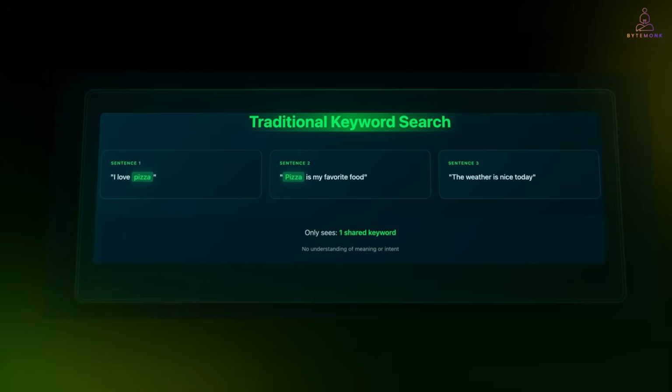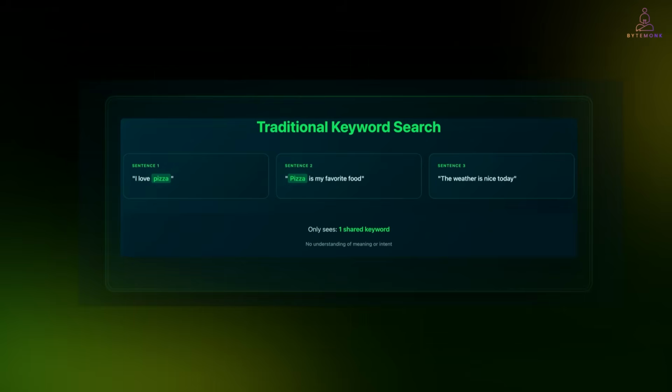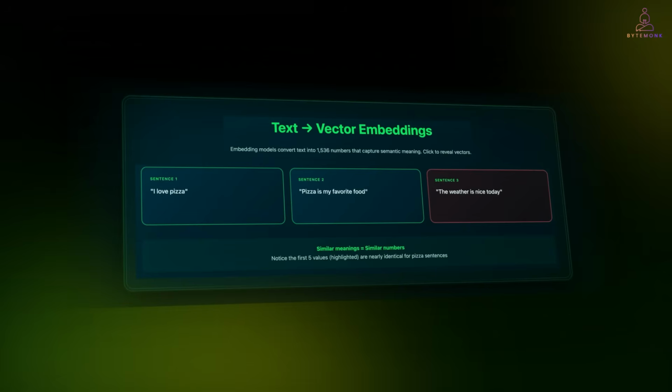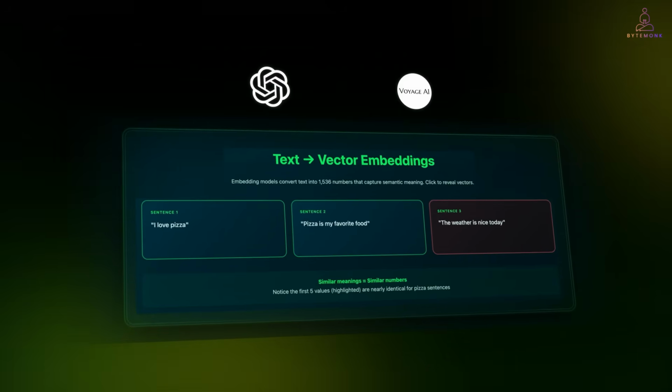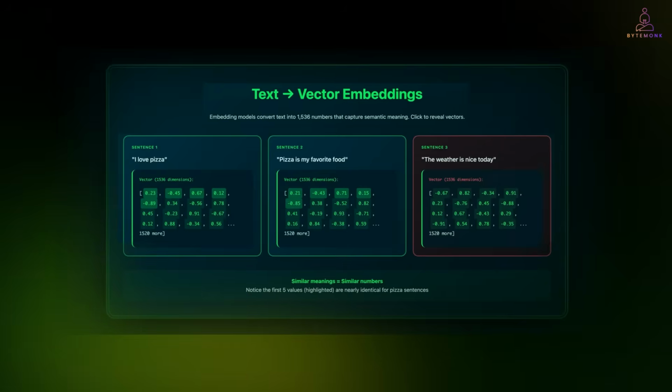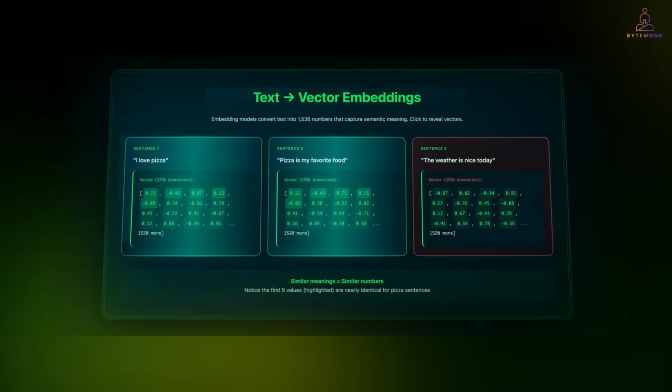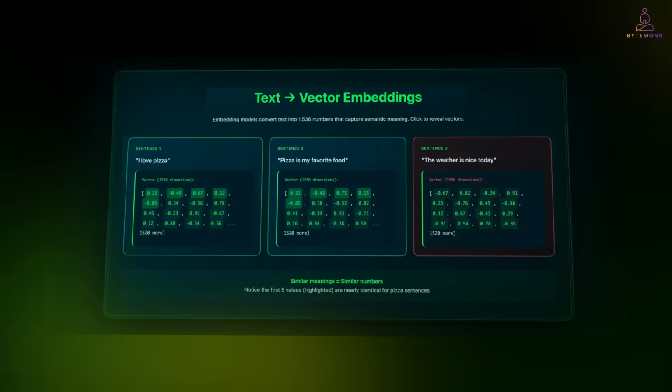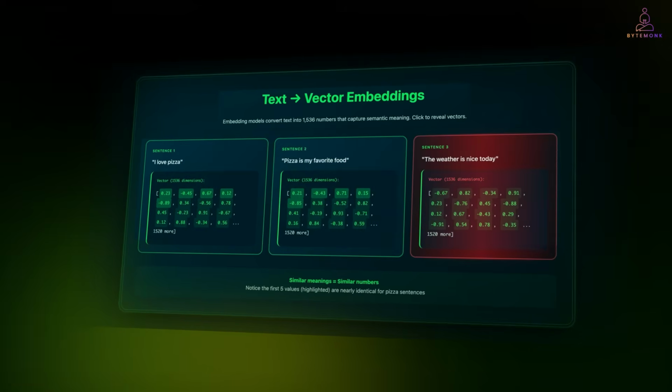Now, a traditional keyword search would see that the first two sentences share the word pizza, but are otherwise completely different. The third sentence shares nothing with either. But embeddings work differently. When you send these sentences to an embedding model like OpenAI's API or Voyage AI, each sentence comes back as a list of numbers. Something like this. Notice how the first two have similar patterns of numbers. The model has learned that these sentences mean similar things, even though they are worded differently. The third sentence about weather has completely different numbers because it's talking about something else entirely.